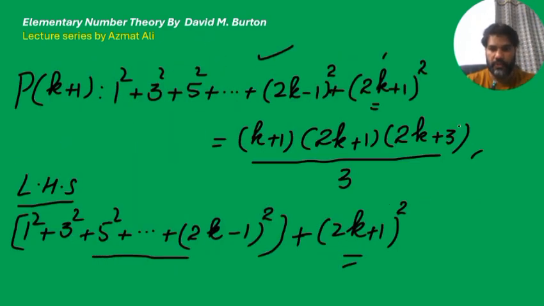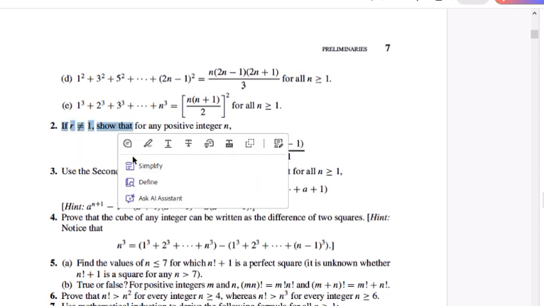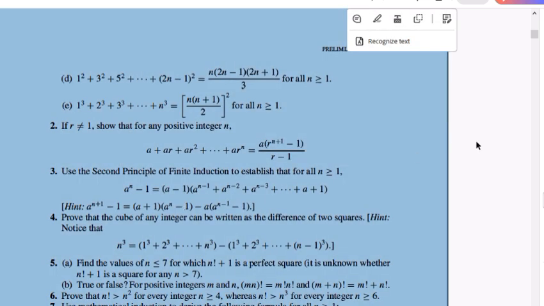Yes, so we write: hence the statement is true for n equal to k plus 1 whenever the statement is true for n equal to k. Hence, by mathematical induction, the given statement is true for all positive integers. I hope the remaining parts you can solve easily. Also, you can solve question number 2. So we will discuss in the next lecture from question number 3.